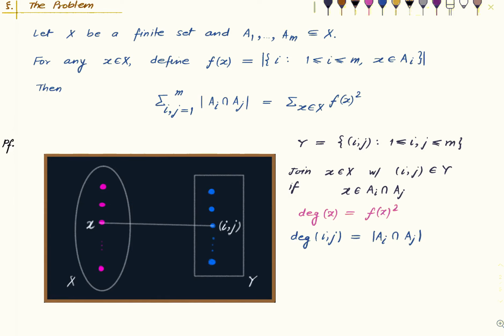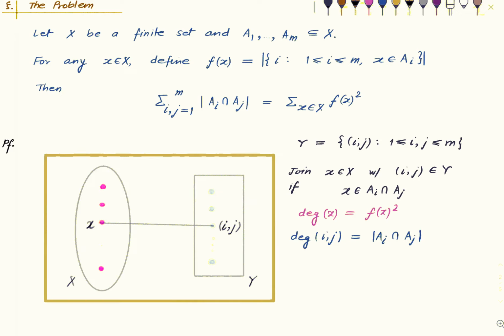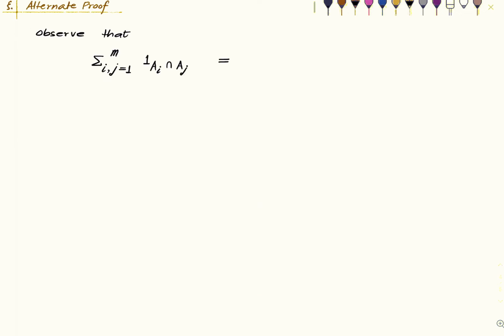All right, very nice. And you can experiment with this. Maybe you choose a specific finite set and specific subsets and just see that this indeed holds. That will be a good thing to do. Now let me show another solution. So the alternate proof is this.